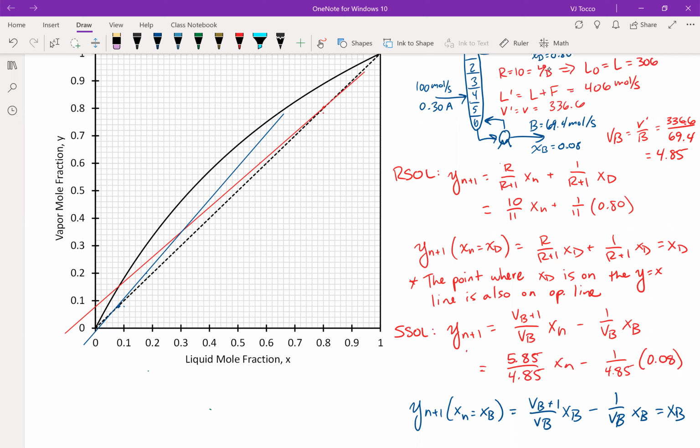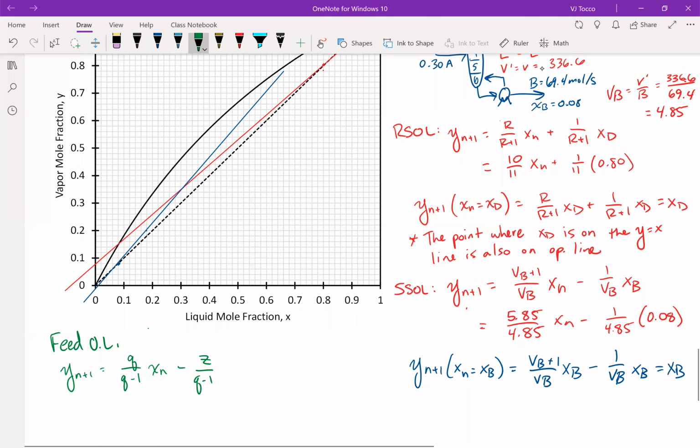Now I'm going to explain how I knew that that was the slope without being more precise about how I was calculating it. And it is because I know that the third operating line is not independent of the other two. So the last operating line that I can draw is the feed operating line, which has an equation that I derived before. And if I plug in my Q value, I'm going to get that the slope is undefined.